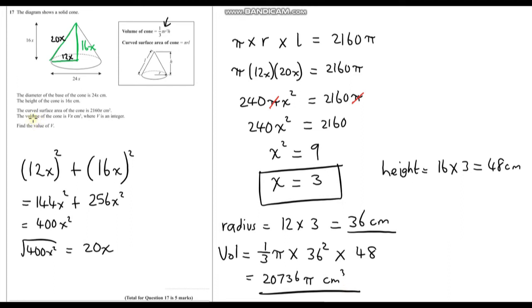Now, if we look at the question, the volume of the cone is V pi centimeters cubed. So V is just this number here. If we replace V with this, that gives us our volume. So find the value of V. Well, V is 20,736.